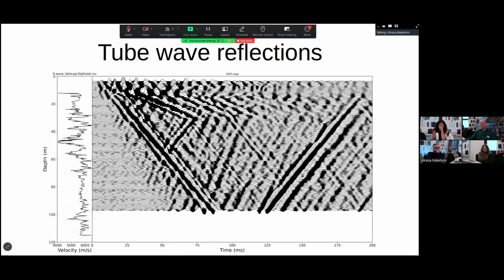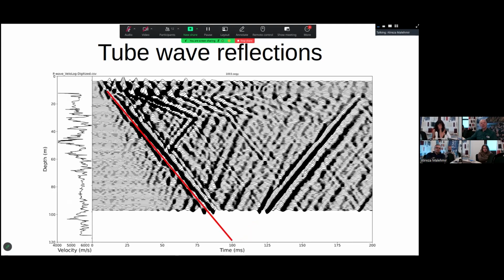Okay, so this is removing the direct arrival from the cable wave. Now we see clearly the direct tube wave going down. Here's our reflected tube wave again, and then we see a reflected tube wave here coming from about 50 meters depth.